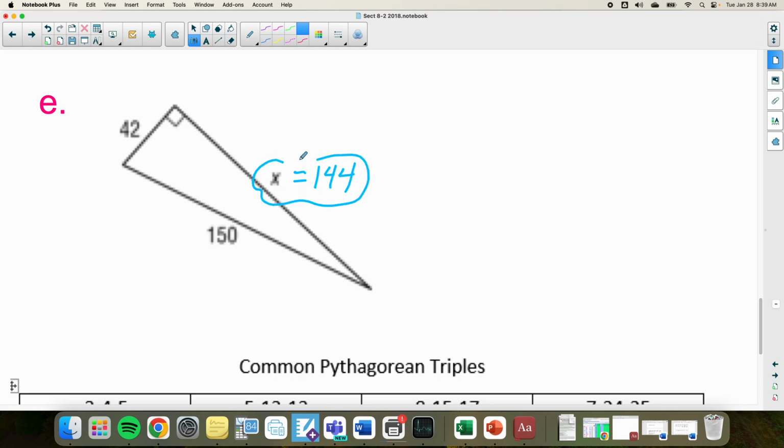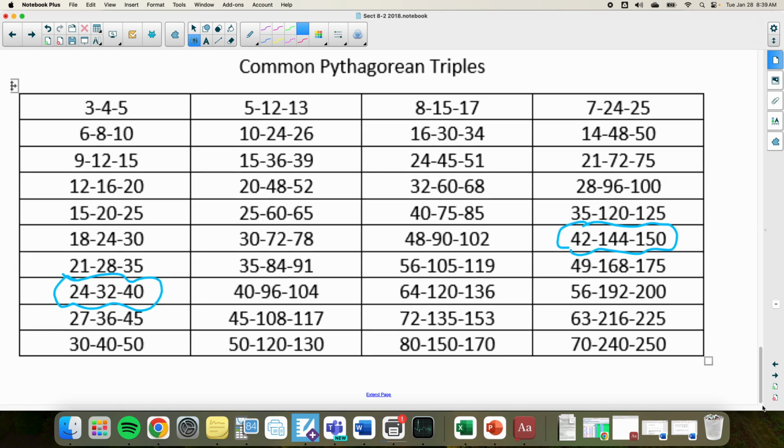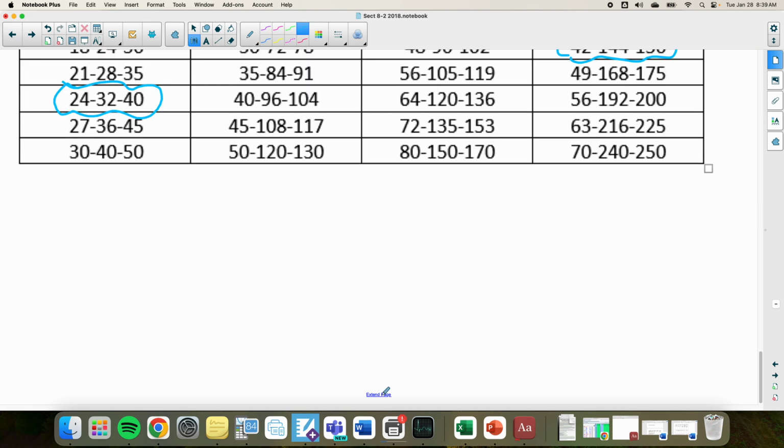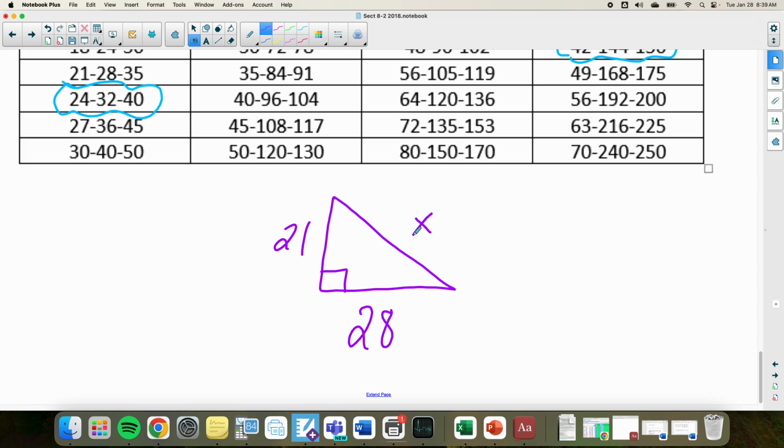And then really quick, I just want to do one that doesn't give you the hypotenuse. So let's say that we had something that was 21, 28, x. Then it's a little bit harder to do this because you don't just look at the biggest number. So here you're just going to look, what's one that has 21 and 28? And that's this one. So my biggest side would be 35.